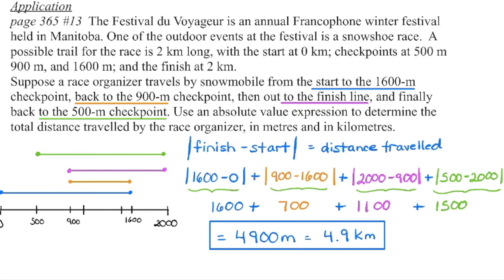So then 1600 minus 0 is 1600. 900 minus 1600 is negative 700. Take the absolute value and it becomes positive 700. 2000 minus 900 is 1100. 500 minus 2000 is negative 1500. Take the absolute value and it becomes positive 1500. Add them together to get the total distance, which is going to give us 4900 meters. And then in kilometers, it's going to be 4.9 kilometers.